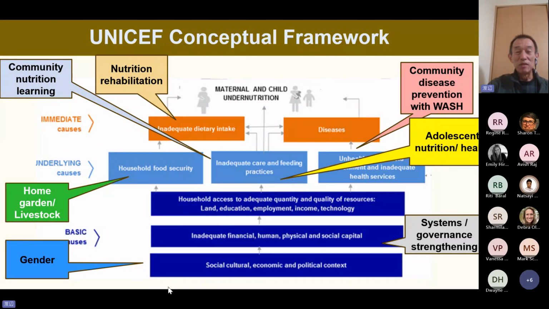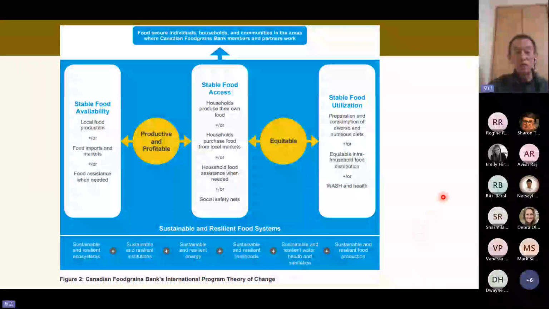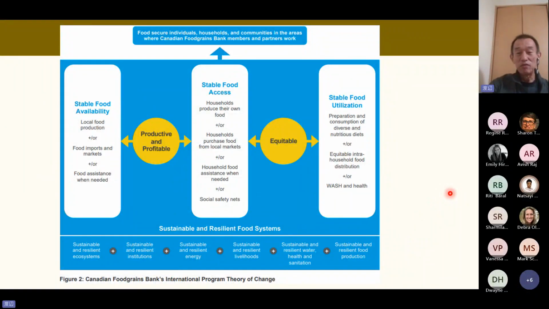And if you look more deeply at household food security, because this program is funded by the CFGB, Canadian Foodgrains Bank, this is a more in-depth theory of change within household food security, in which we need to address the availability of food, access, and also utilization. So those are an integral part of the two countries' program.